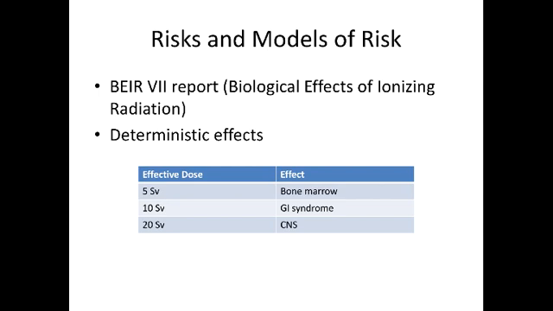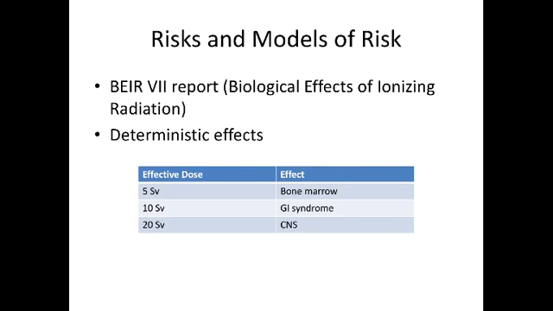When talking about the risks of radiation exposure, an important report to know about is the BEIR-7 report. That's biological effects of ionizing radiation. And they go over the deterministic effects. These are things that we know are going to happen at relatively high doses. It's determined. So listed here, 5 sieverts bone marrow effects, 10 sieverts GI effects, and 20 sieverts CNS.